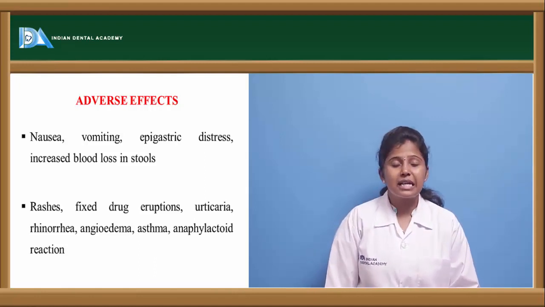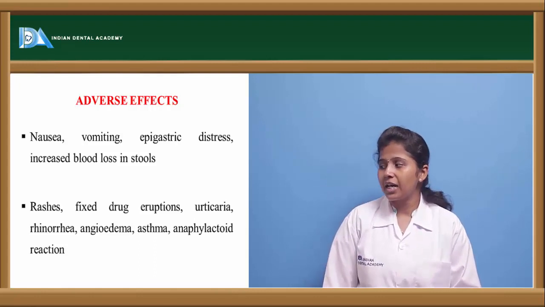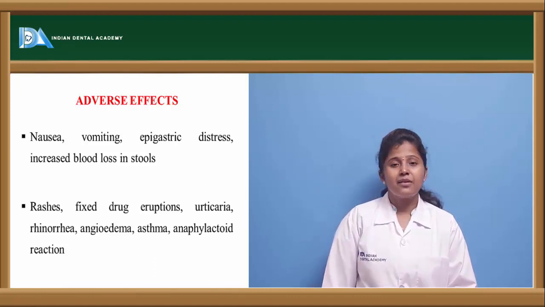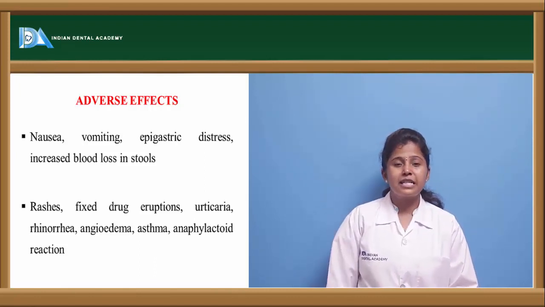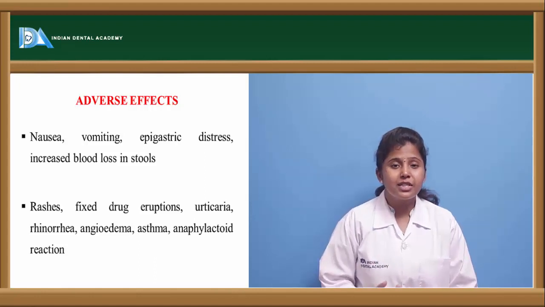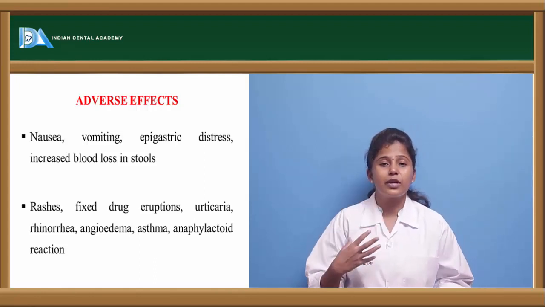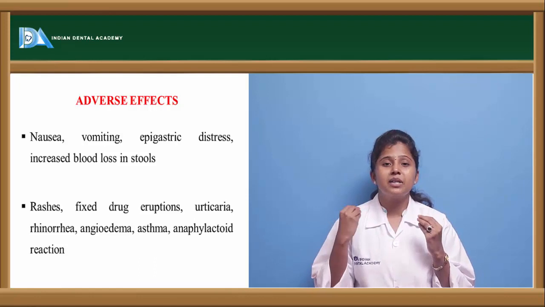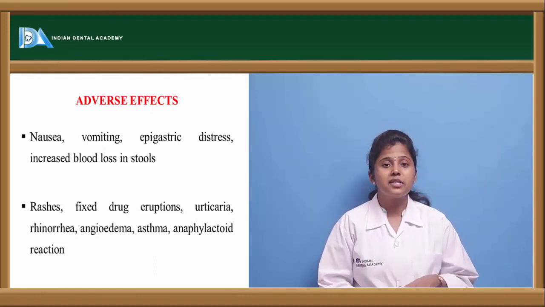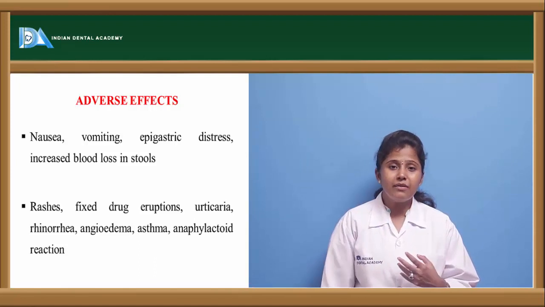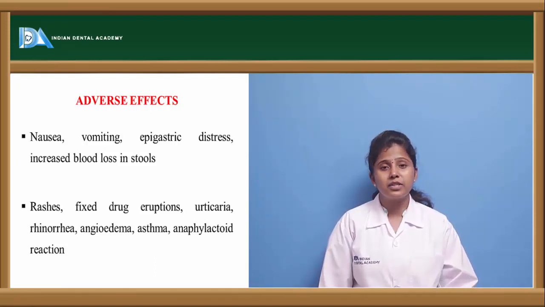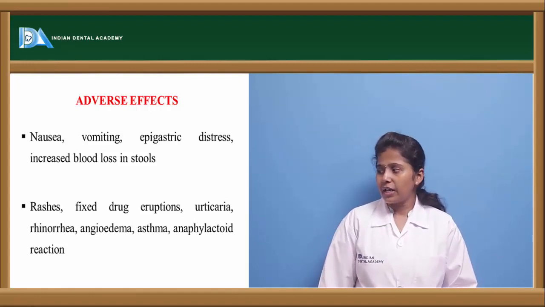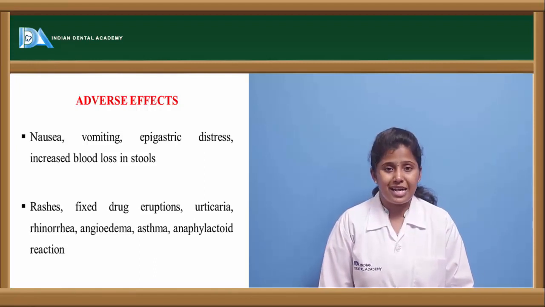And sometimes it may cause rashes as well as urticaria, rhinorrhea, a condition where there will be a running nose, and angioedema. In angioedema there will be inflammation in the subcutaneous region as well as the dermis of the skin. For example, if the inflammation occurs in the subcutaneous region of the eyes, then the eyes will be closed, and thereby the person's vision is not clear, or we can say the person can't see. So angioedema is the inflammation of the dermis of the skin as well as the subcutaneous region, and it leads to asthma and anaphylactoid reaction. So these are some sort of allergic reactions occurring in the body.